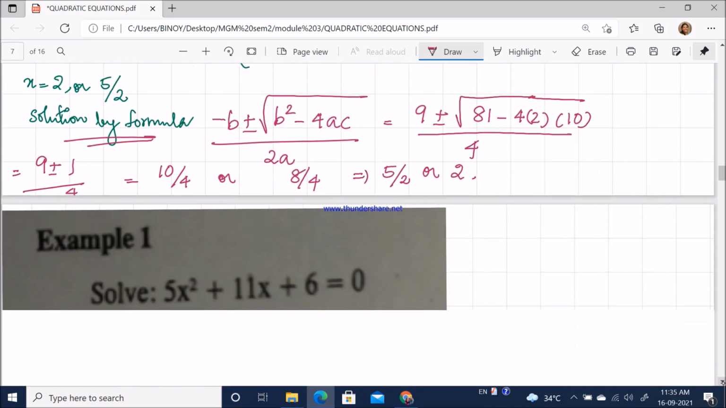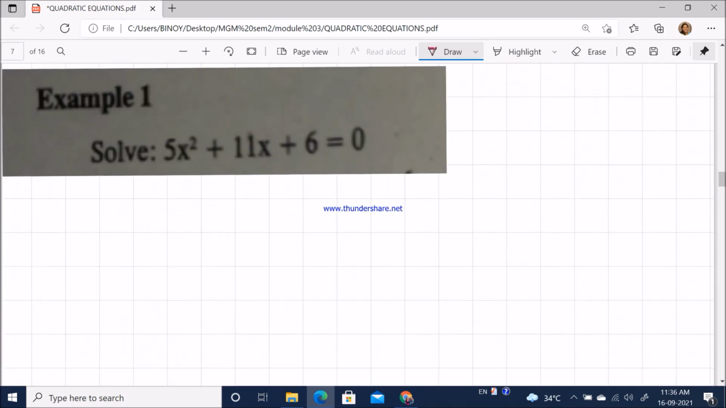Now let's see another example. So the next example is 5x square plus 11x plus 6 is equal to 0. So using solution by factors.